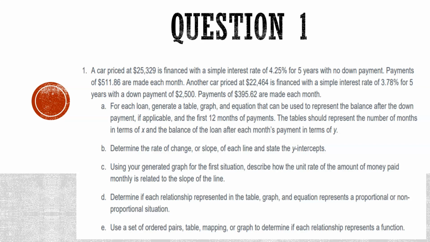C. Using your generated graph for the first situation, describe how the unit rate of the amount of money paid monthly is related to the slope of the line. D. Determine if each relationship represented in the table, graph, and equation represents a proportional or non-proportional situation. And E. Use a set of ordered pairs, table, mapping, or graph to determine if each relationship represents a function.